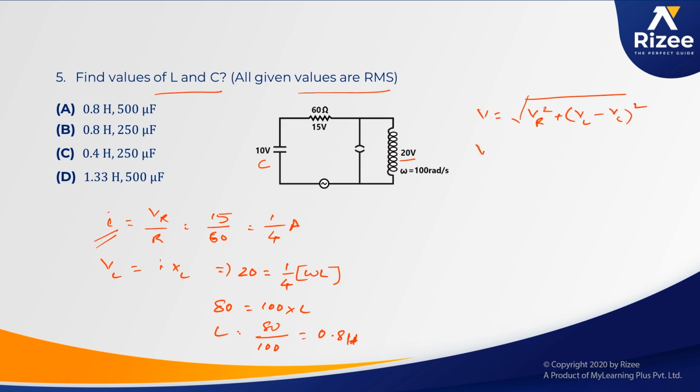So from this one, V is equal to root over VR square, which is 15 square, plus VL, how much? The potential drop across this one is 20, the potential drop across the capacitor is 10, and this one is whole square. So from this one, this is root over 15 square plus 20 minus 10 whole square, which is 10 square. So this is your V value.